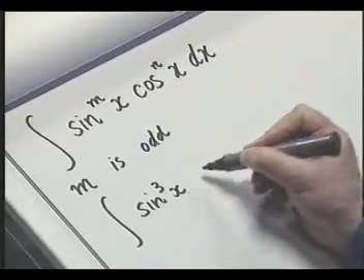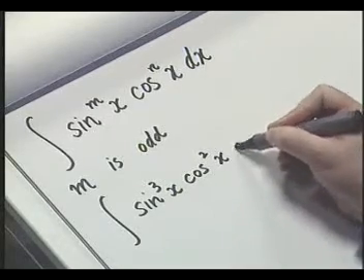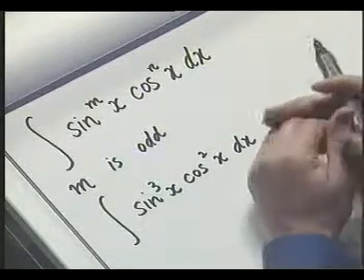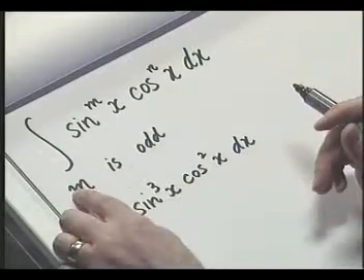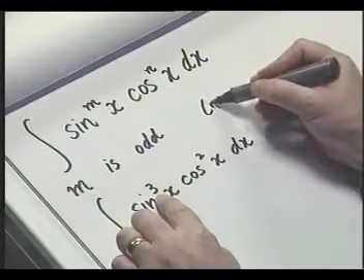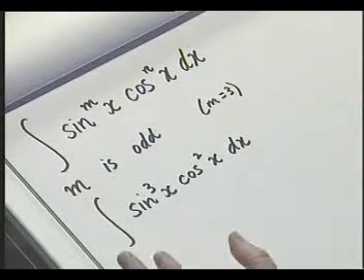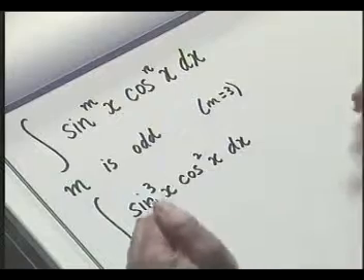Supposing I want to integrate sine cubed x multiplied by cosine squared x dx. Notice that m is an odd number. M is 3. Now, there's a little trick here that we're going to do now, and it's the sort of trick that comes with practice and seeing lots of examples.